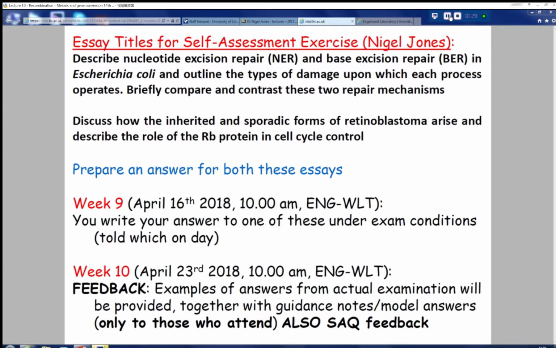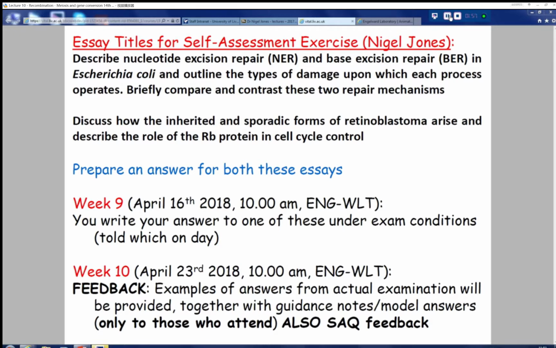On the Monday, week 9, you'll write your answer to one of these under examination conditions. At the end of that session, I will give you hard copies of model answers and answers that were written by students in the actual examination to show you what was expected, and you can compare your answer to that. Please come along.